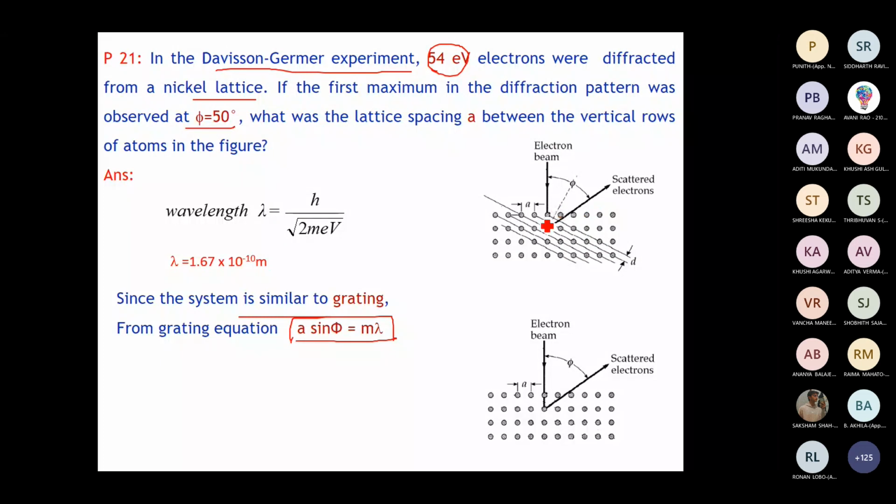In some textbooks they might have used 2D sine theta is equal to m lambda, and some textbooks they might have written A sine phi is equal to m lambda. Both are right. If you are using 2D, in that case you need to work out the angle theta. In this we basically need A, so I will use this equation: A sine phi is equal to m lambda. The angle I am taking here is phi.